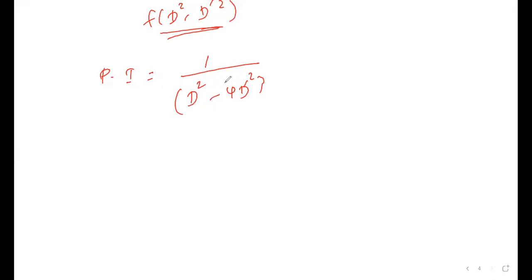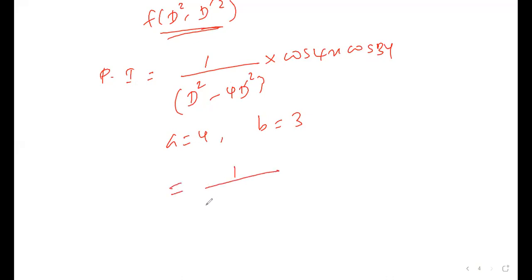The RHS is cos 4x cos 3y. So we know a is equal to 4, b is equal to 3. Just write down in the same way as I am writing. In the exam also, these steps will get some marks even though your answers are wrong. As I said to you earlier, your steps will get some marks, so try to get marks using these steps.